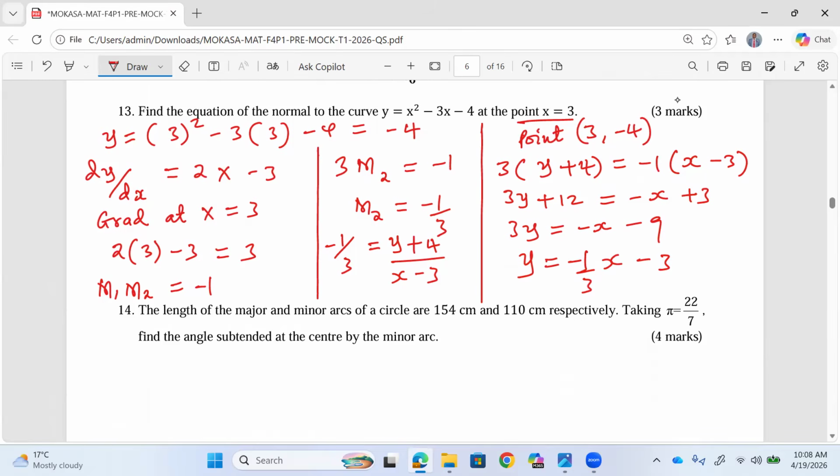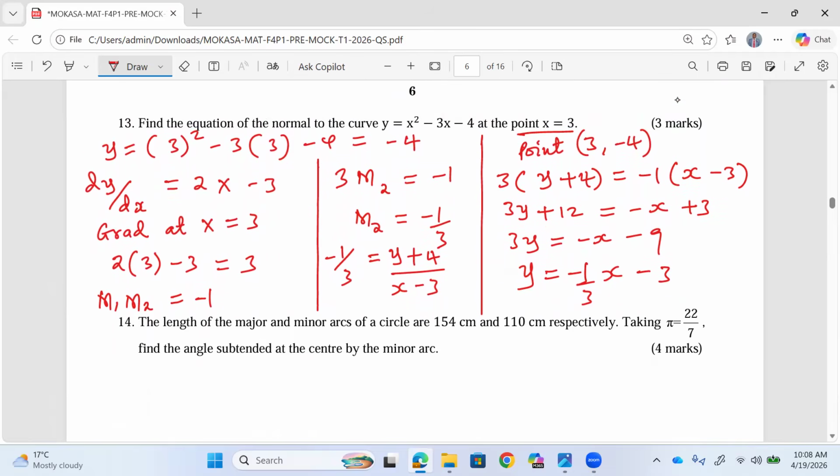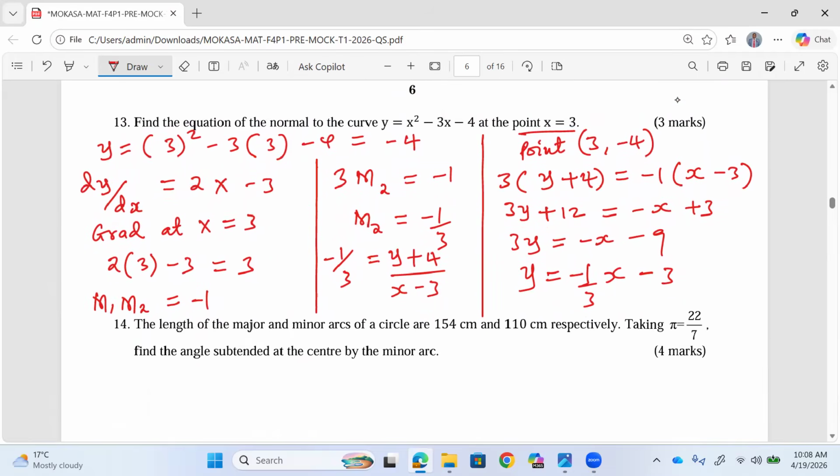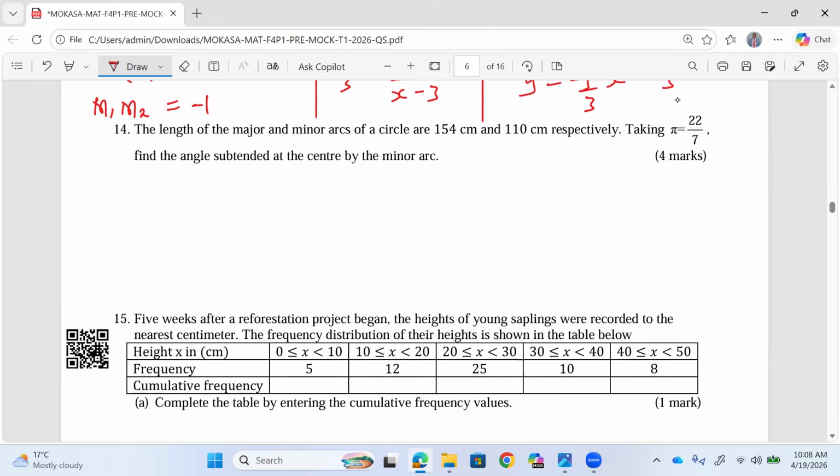If you got it, please type I am learning. Yeah, please type I am learning. It's a very good question on equation of normals to the curve at some given point.